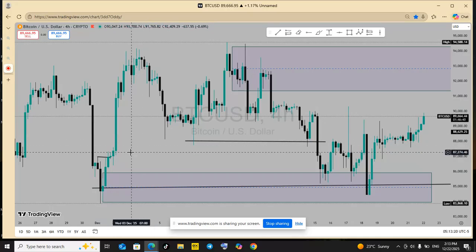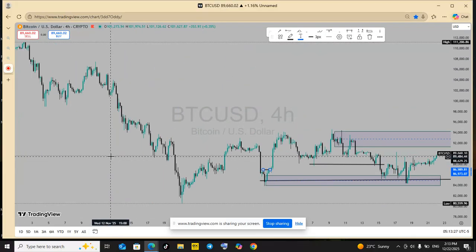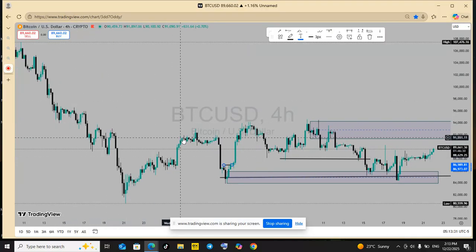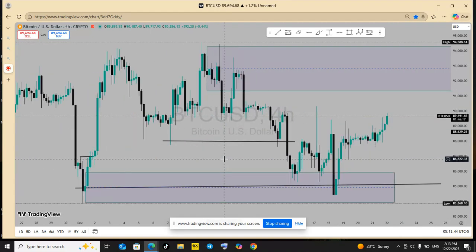So now in daily, we are in a downtrend. Even you can see in 4 hours we are in a downtrend. If you observe this trend, it is a downtrend. In a downtrend, you break the lows, you keep the highs. You break the lows, you keep the highs. That's a downtrend.